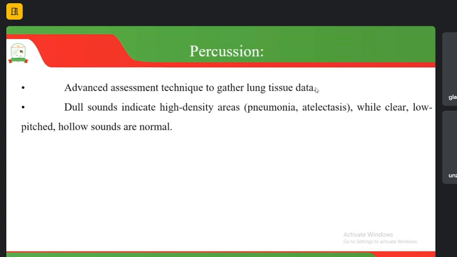Then atelectasis is also one of them. So when the patient comes and is showing this kind of sound, you should be able to gauge some abnormalities and relate them to certain conditions. Atelectasis is basically, what is atelectasis? Let me not say it.